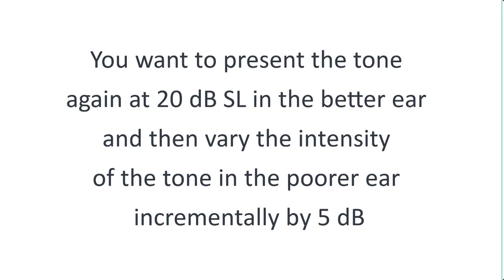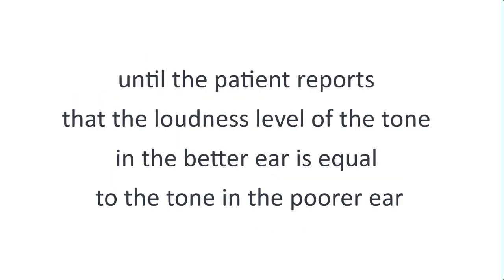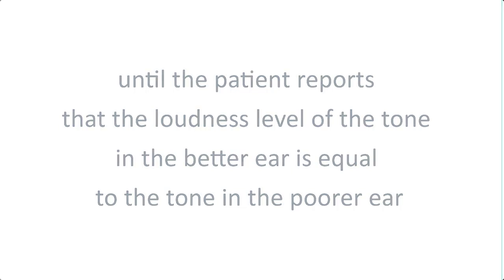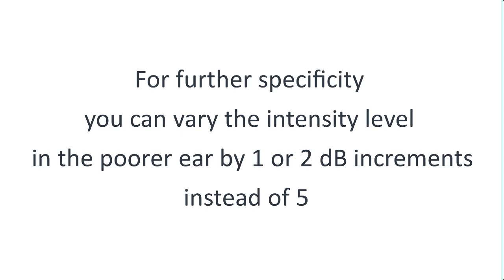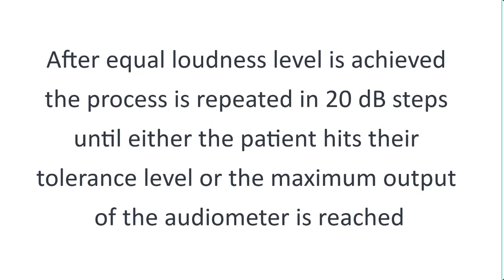You want to present the tone again at 20 dB SL in the better ear, and then vary the intensity of the tone in the poorer ear incrementally by 5 dB until the patient reports that the loudness level of the tone in the better ear is equal to the tone in the poorer ear. For further specificity, you can vary the intensity level in the poorer ear by 1 or 2 dB increments instead of 5. After equal loudness level is achieved, the process is repeated in 20 dB steps until either the patient hits their tolerance level or the maximum output of the audiometer is reached.